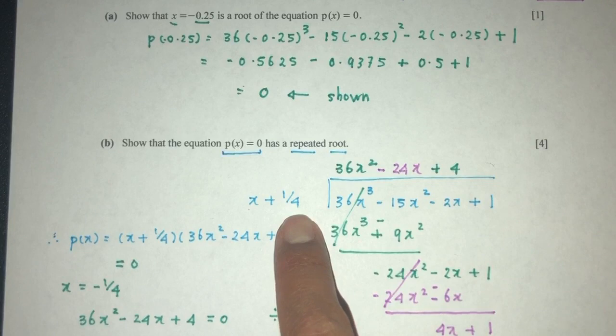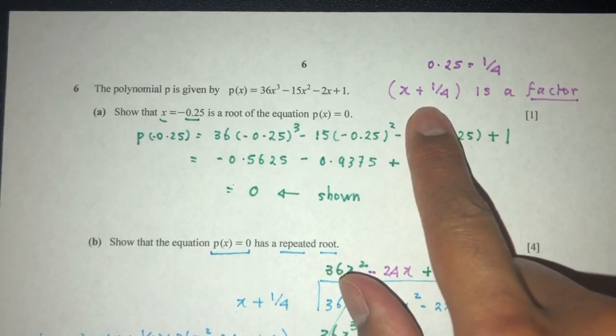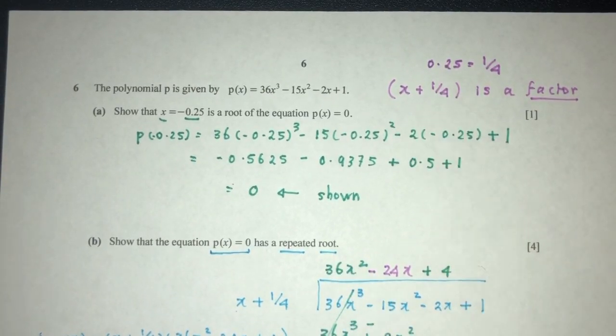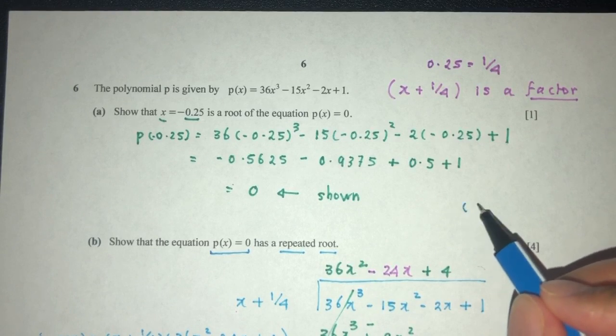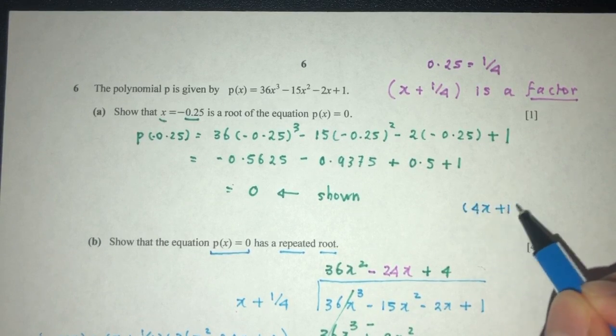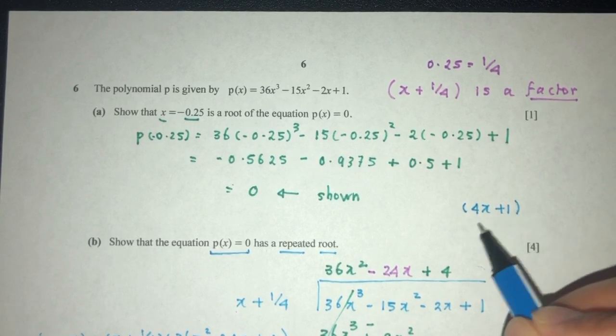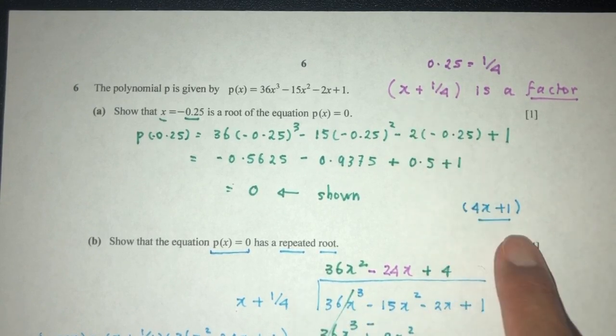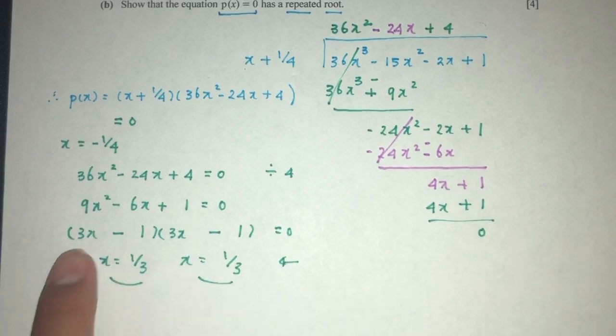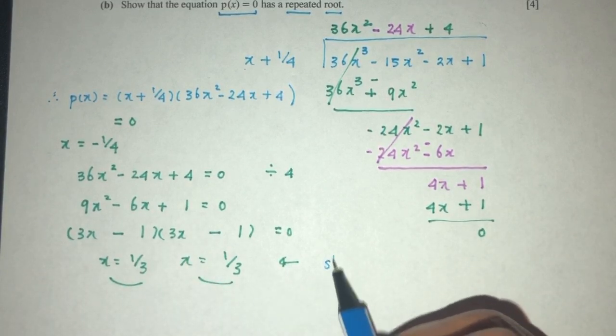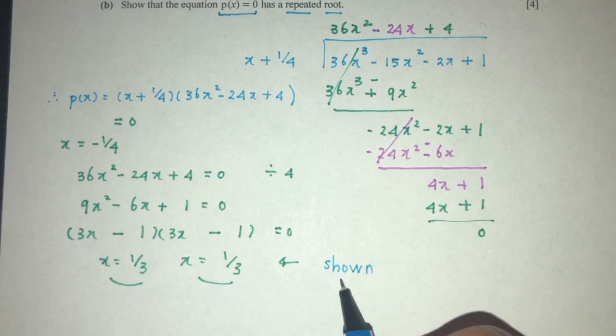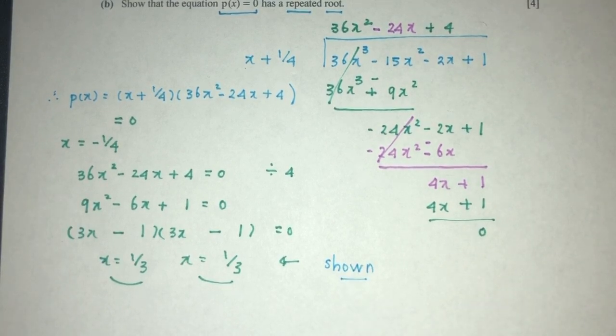Now again, you could also say the factor here is x plus 4, but we could also write this as 4x plus 1. It's the same thing as x plus 4. So this is the same thing as this. If you want to choose this one, same thing as well. As you can see here, the roots are the same. So shown as required, they have repeated roots, which is 1 over 3. That is your question number 6.